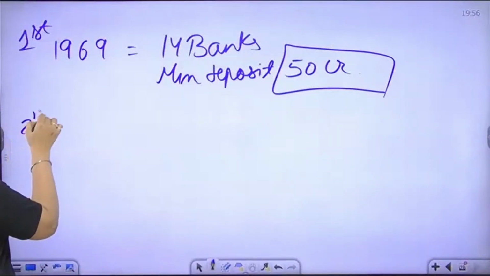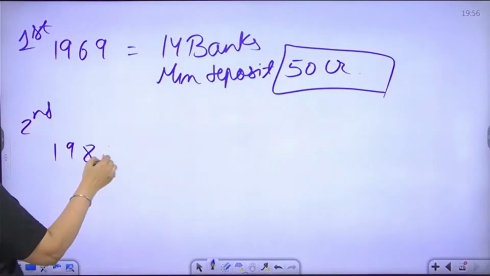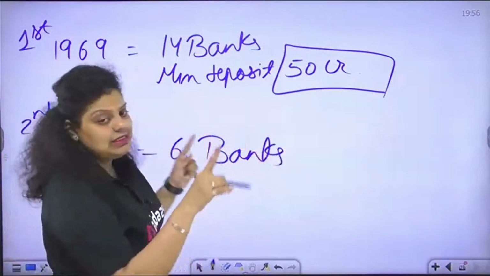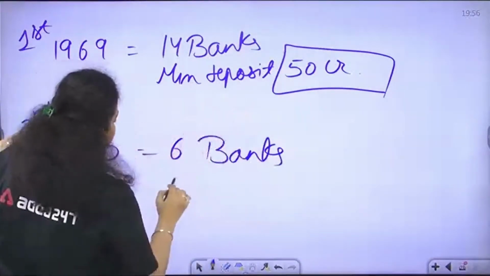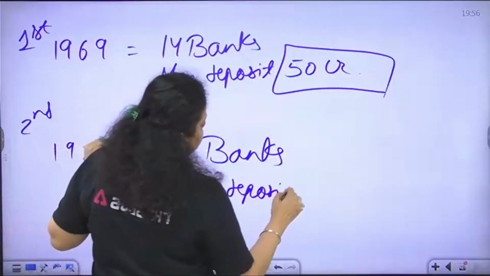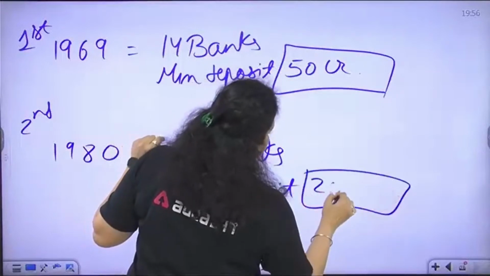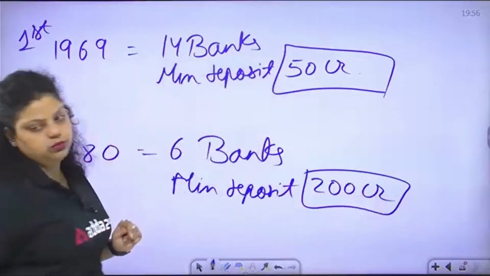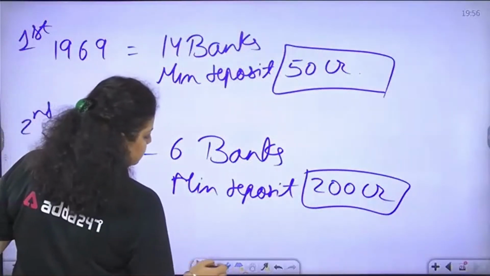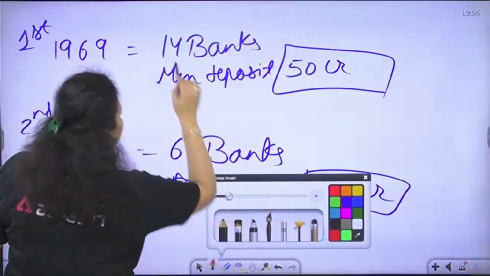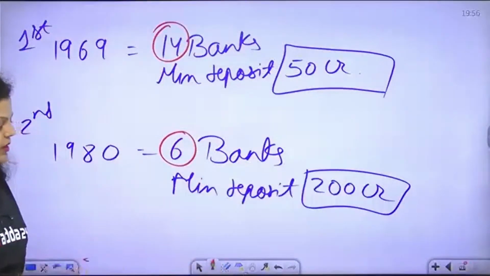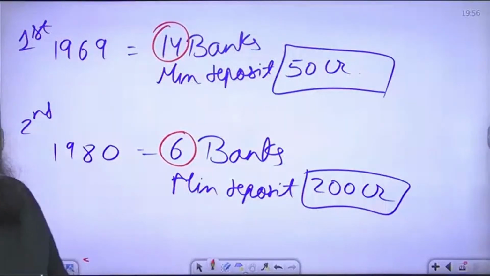Now, the second nationalization happened in 1980, and 6 major commercial banks were nationalized. Why only 6? Because again, there was a criteria of minimum deposit of 200 crores. So total how many banks were nationalized? Total 20 banks were nationalized.